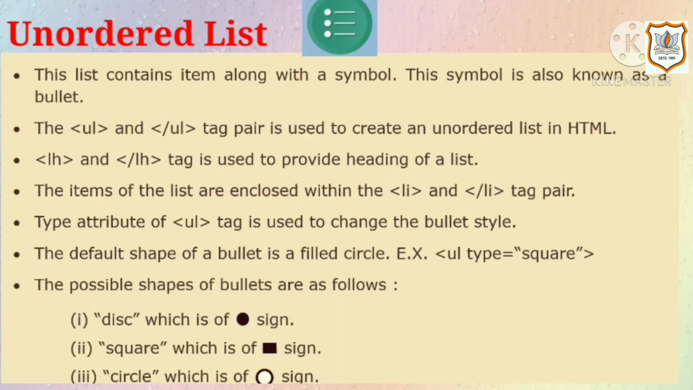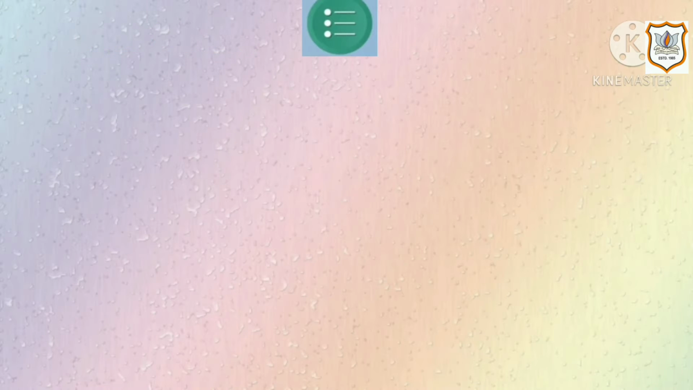Type attribute of a UL tag is used to change the bullet style. The default shape of a bullet is a filled circle. If you want to change the bullets, you can use attribute called type. The type can be circle, square and disk. Example, UL type equal to square.